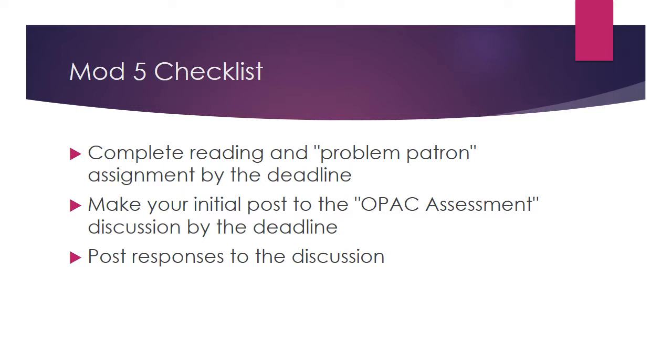Let's take a quick look at the Module 5 checklist. First, you have a reading, and that reading is provided to you in Blackboard as a PDF, and you have a written assignment from that reading. And then you have a discussion post which is about OPAC assessment, and you'll also need to respond to that discussion post. It's fairly straightforward.